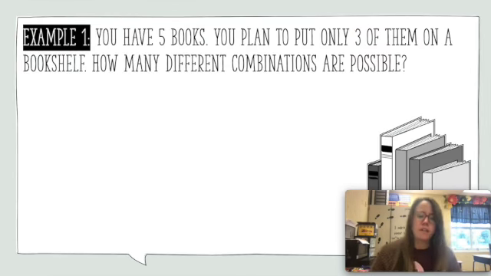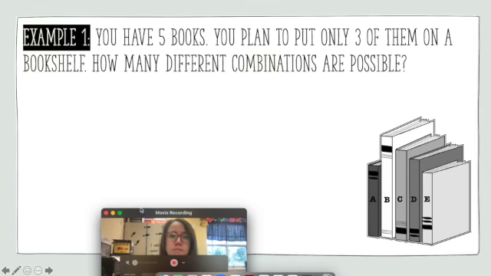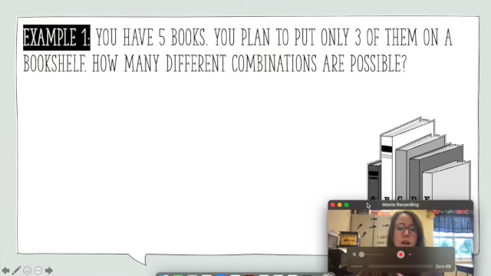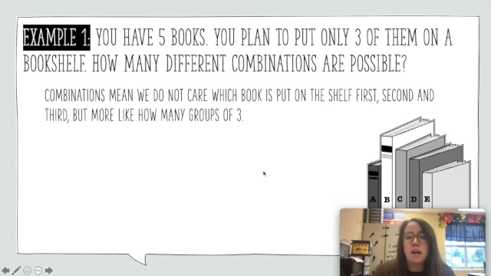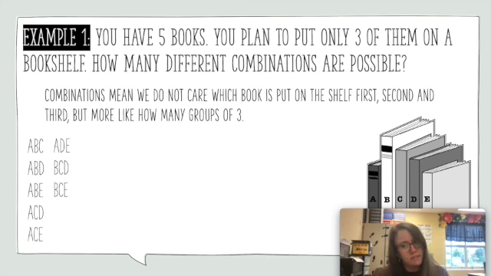So our first example here, we have 5 books and we plan to put only 3 of them on a bookshelf. How many different combinations are possible? So our books are labeled here A, B, C, D, E. Very original. Combination means that we don't care which ones. I'm not asking you which one's going on the shelf first, which one's going on the shelf second, and so forth. We're just picking 3 of them. So I could have ABC, I could have ABD, ABE, ACD, ACE, ADE, BCD, BCE, BDE, and CDE, in any of the orders. So like I could also mix them all up, right?